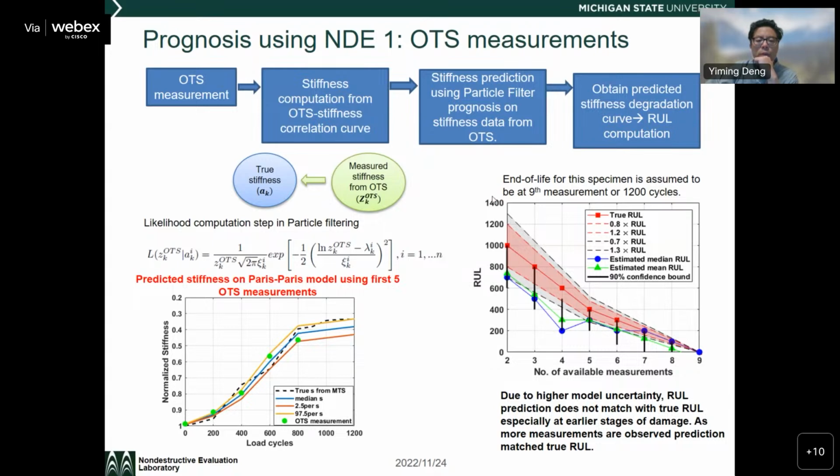All right, so there's one map here which shows how we can do the correlation, and the correlation curve you can obtain from previous measurement gives you the prior knowledge. And the likelihood computation step in particle filtering is shown here. As you can see, you can use the OTS measurement and try to find the likelihood probability. In this case, we adopt a simple Gaussian model here.